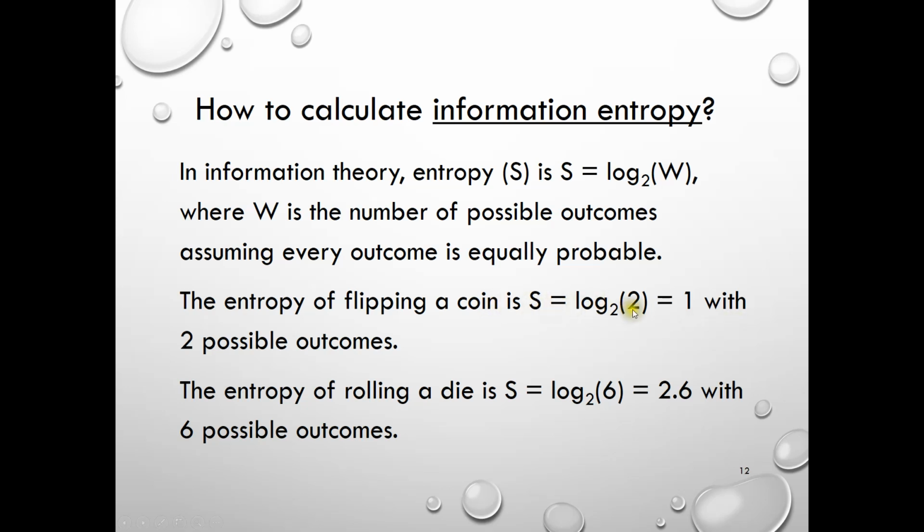Therefore, the entropy is 1. The logarithm of 2 is simply 1. If we roll a die, there are 6 possible outcomes with equal probability, and then entropy is the logarithm of 6 with base 2, and this is 2.6. With more possible outcomes, we have a higher entropy.